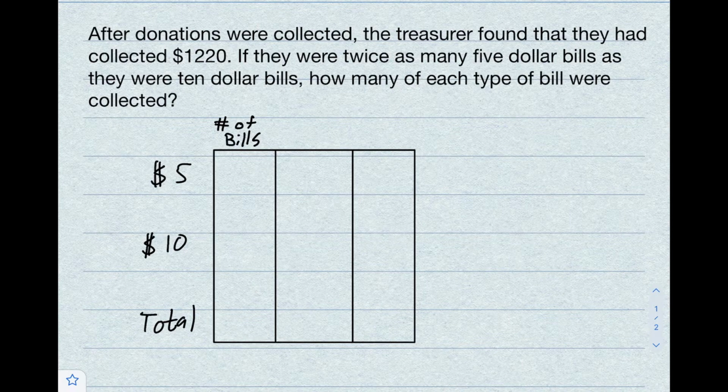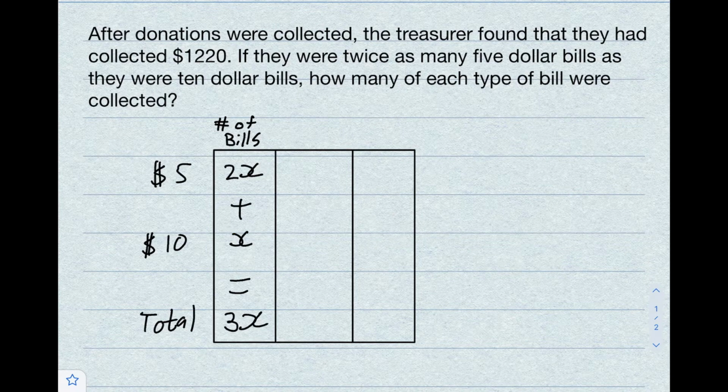But we do know a relationship between them. We know there are twice as many $5 bills as $10. So if we have X be the number of $10 bills, there will be twice as many $5 bills. So 2X will represent the $5 bills. If we add all the $5 bills plus all the $10 bills, we will get the total number of bills, which will be 3X.